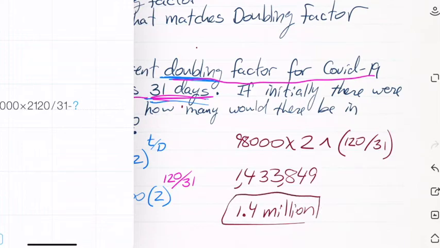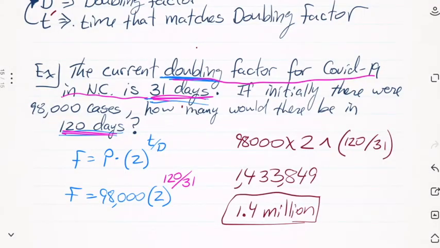So even with this doubling factor a lot smaller than our initial 2 to 3 days, 31 days is still, from 120 days, basically 3 months from now, 4 months from now, we'll have 1.4 million just in North Carolina infected with the disease.